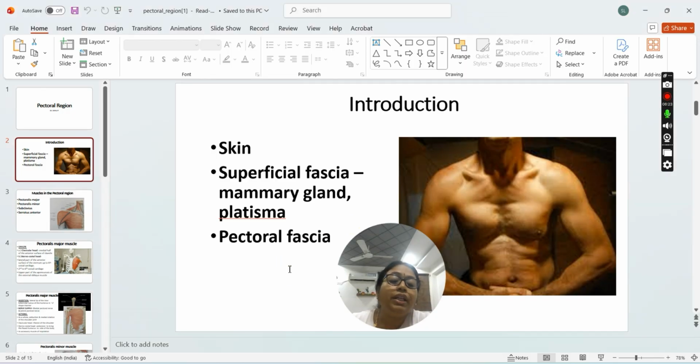Done? Now the deep fascia. The deep fascia on the pectoral region is called the pectoral fascia. The deep fascia on your forearm is called antebrachial fascia. Fascia on your arm is called brachial fascia. So based on the location, the name changes. Done?